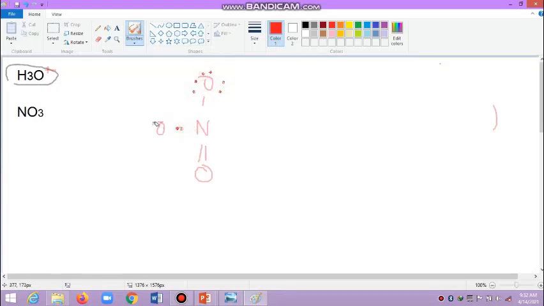Okay, so 1, 2, 3, 4, 5, 6, 7, 8. Each oxygen has a full octet. Okay. So, sa ating nitrogen, no? Okay. So, let's find out the charge for nitrogen.